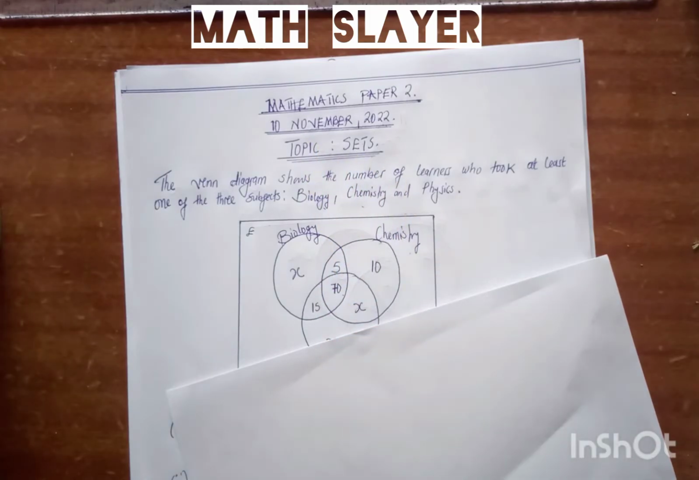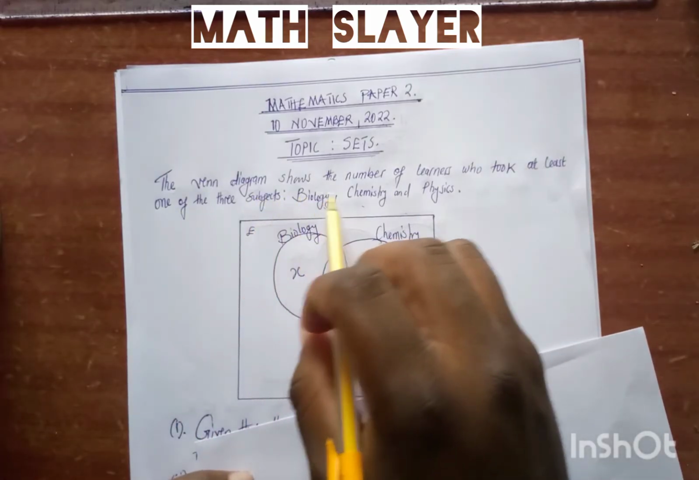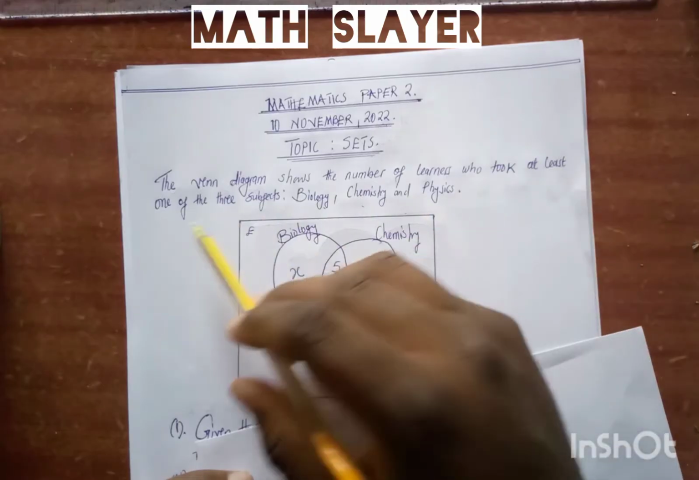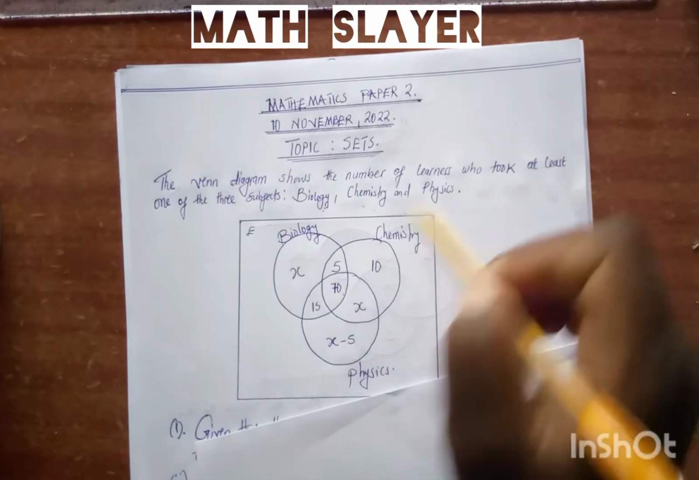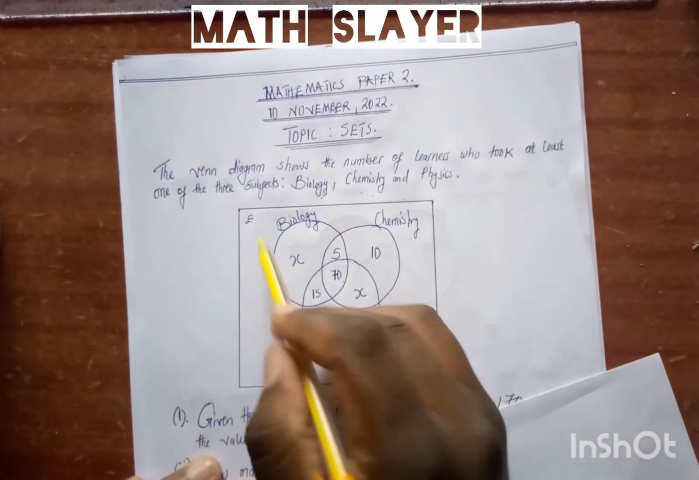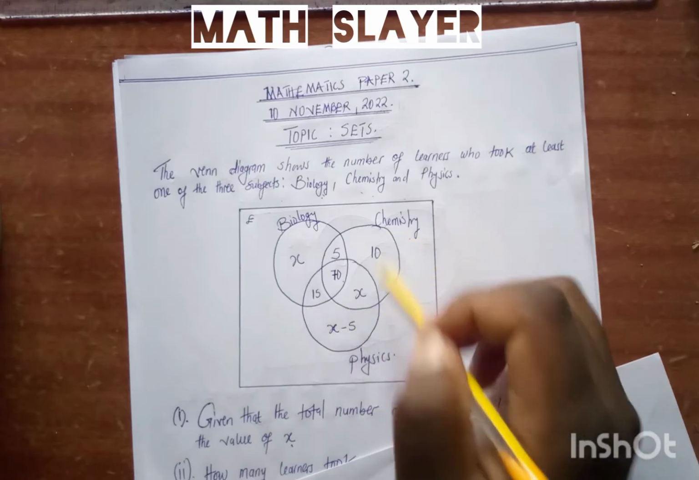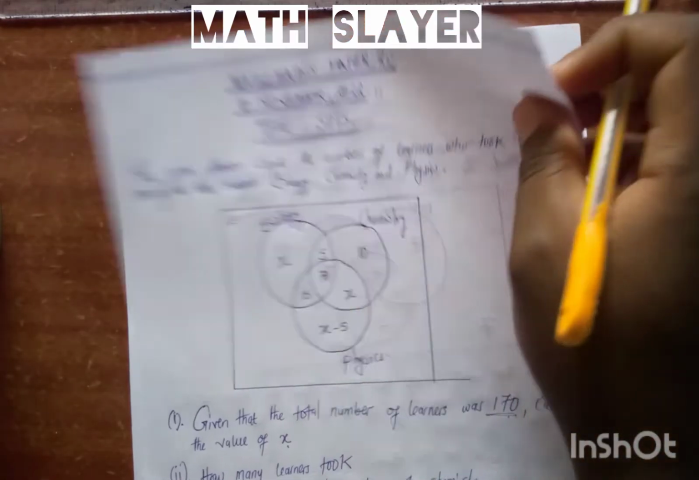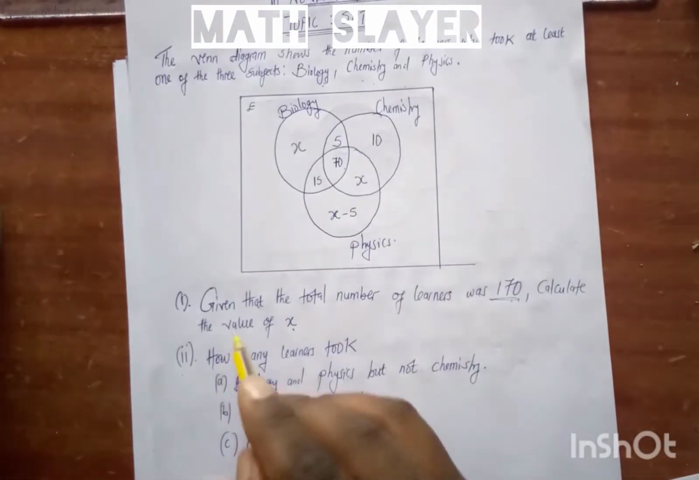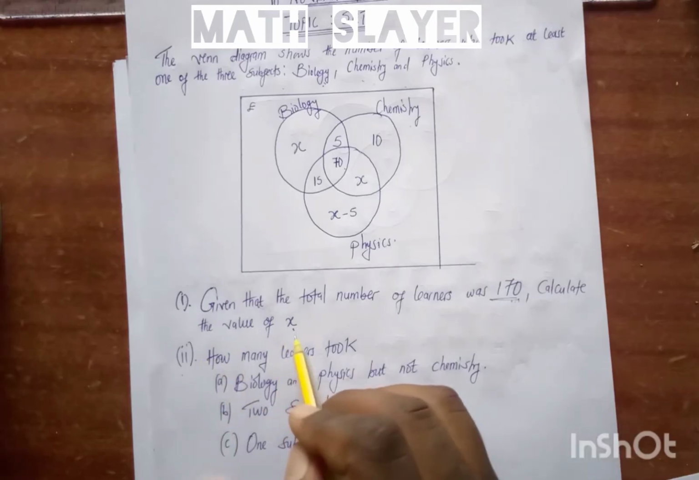This is the topic on sets that appeared in the 2022 internal final exam. The question reads as follows. The Venn diagram below shows the number of learners who took at least one of the three subjects: biology, chemistry, and physics. As you can see, we have the Venn diagram here, with a circle for biology, a circle for chemistry, and a circle for physics. The first question, Roman numeral 1, reads: given that the total number of learners was 170, calculate the value of x.